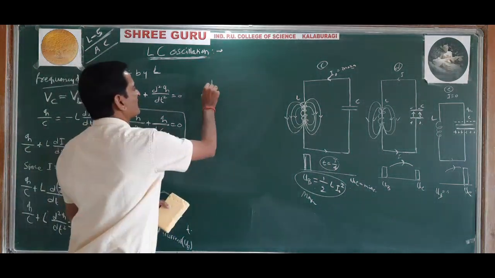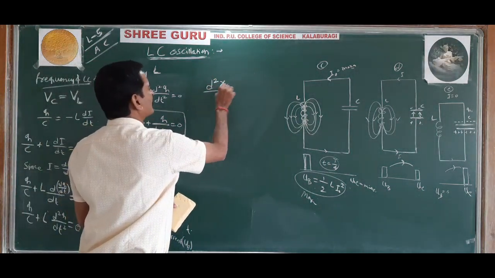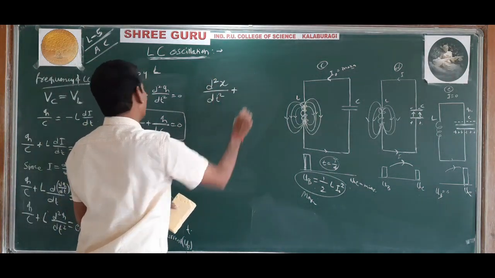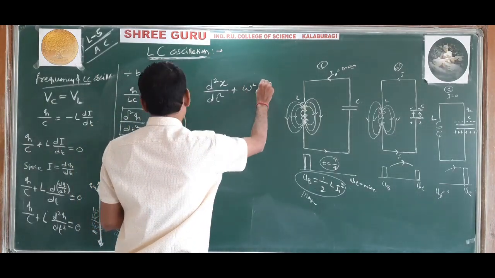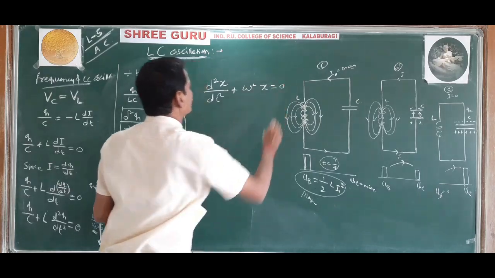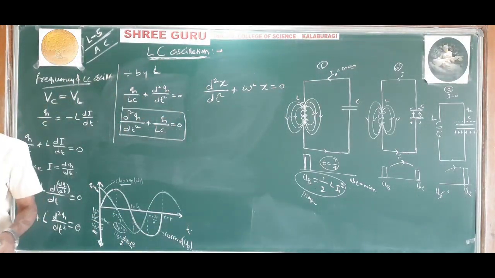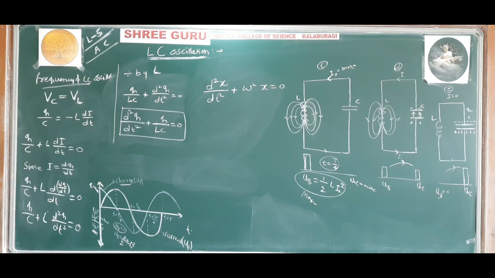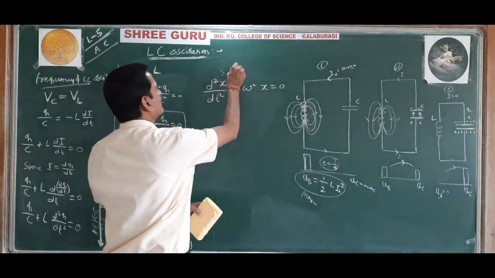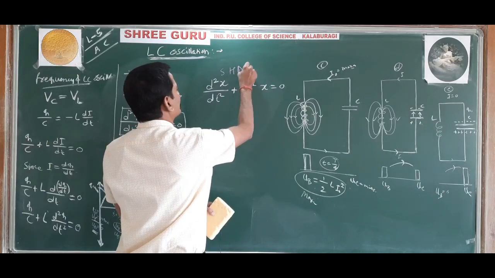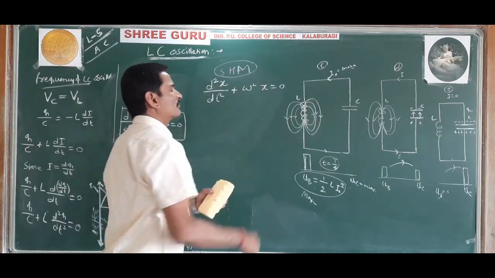This equation is in the form of d squared x by dt squared plus omega squared into x is equal to 0. This is the equation of simple harmonic motion. It is nothing but the equation of simple harmonic motion.